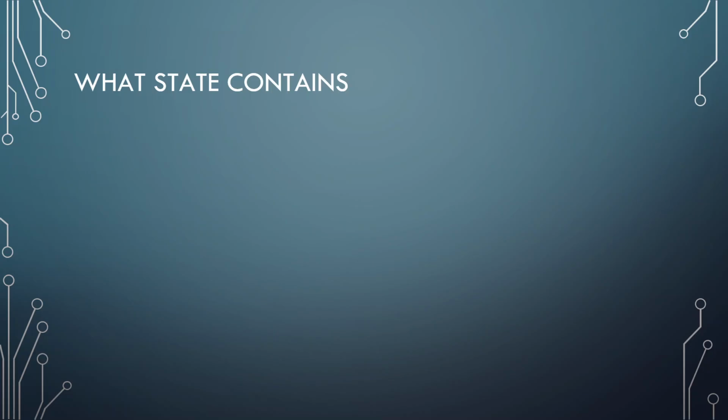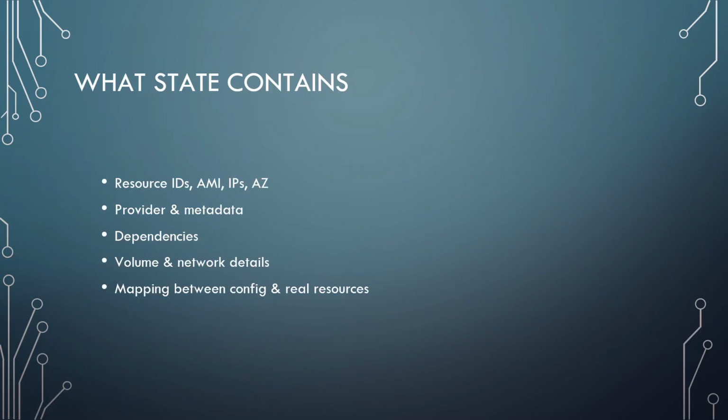Next, what state contains. So inside the state file, what all things are stored? We have the instance ID, AMI, public and private IP. We are using a subnet. Then we have the subnet, availability zone, volumes, tags, dependencies. So Terraform never asks AWS about this. It checks the state file first.